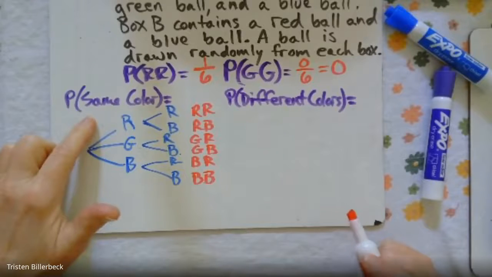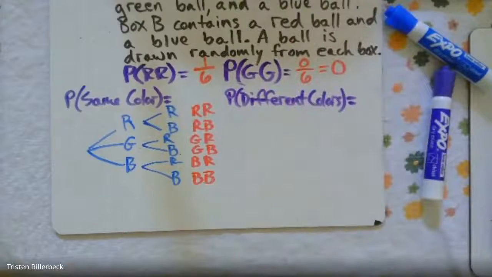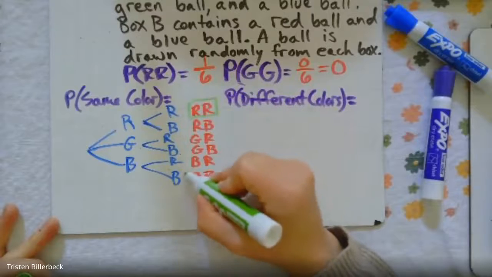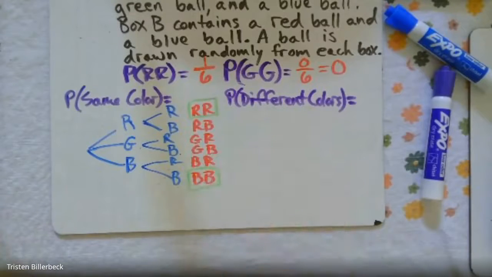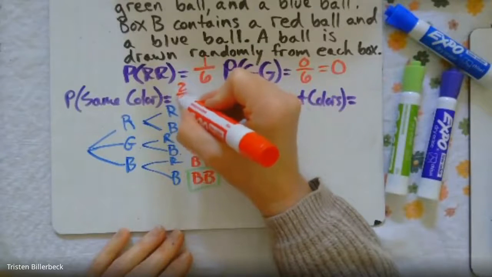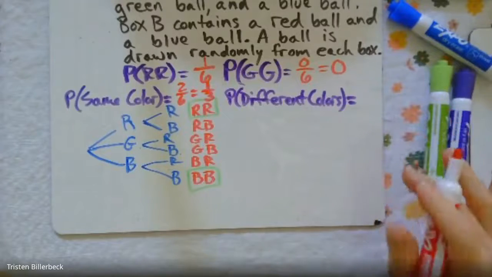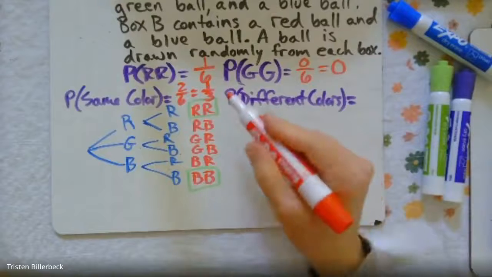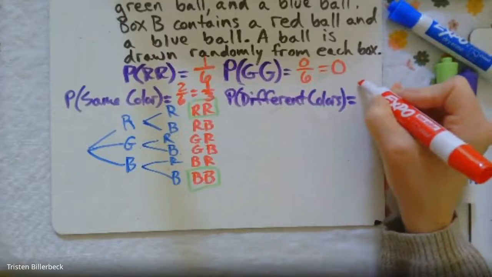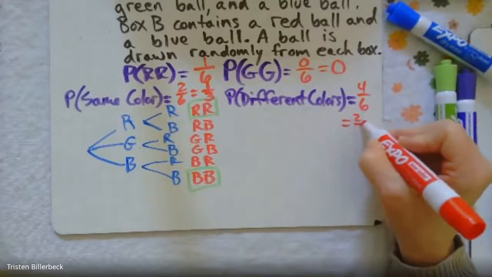So how about the possibility of the same color? So if we look at the same color, that would be this and this. So we have 2 out of 6, which is a third of the time. And the possibility of different colors. So that would be the rest of them. So there's 1, 2, 3, 4. So that'd be 4 out of 6. So that's going to be 2/3.